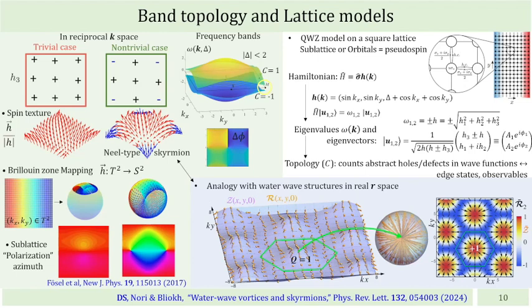So we can plot the spin texture, where in the non-trivial phase we can observe a hedgehog skyrmion. Then we can map the Brillouin zone towards the sphere, or we can just plot a polarization angle. All these pictures will clearly distinguish trivial and non-trivial phases. And interestingly, we recently pointed out that similar non-trivial three-dimensional vector fields, such as skyrmions, can be generated by simple waves, by simple linear interference of surface waves.